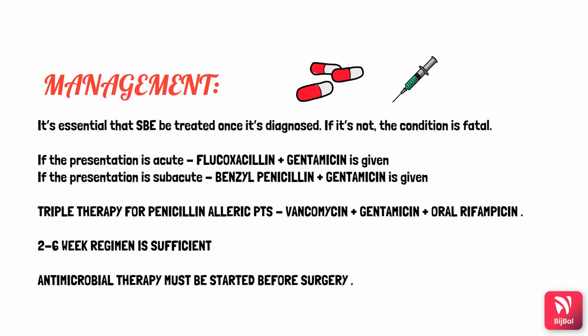How much time should we give an antibiotic to a patient? A 2 to 6 week regimen is sufficient. Cardiac surgery is advisable in a substantial proportion of patients, particularly in those with Staphylococcus aureus and fungal infections. Antimicrobial therapy must be started before surgery.